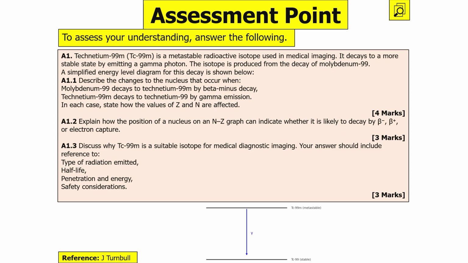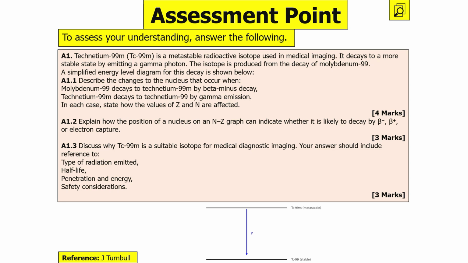Explain how the position of a nucleus on an NZ graph can indicate whether it's likely to decay by beta minus decay, beta plus decay, or electron capture. Discuss why technetium-99m is a suitable isotope for medical diagnostic imaging. Your answer should include reference to the type of radiation emitted, half-life, penetration energy, and safety considerations.